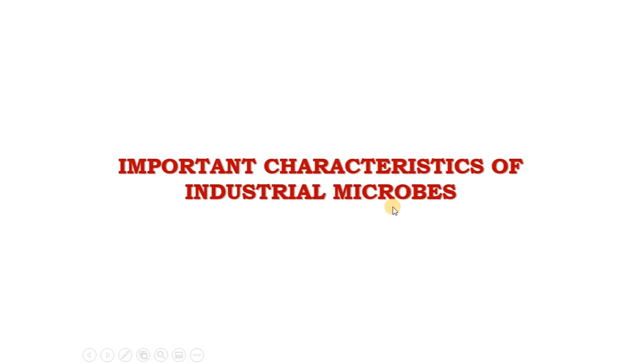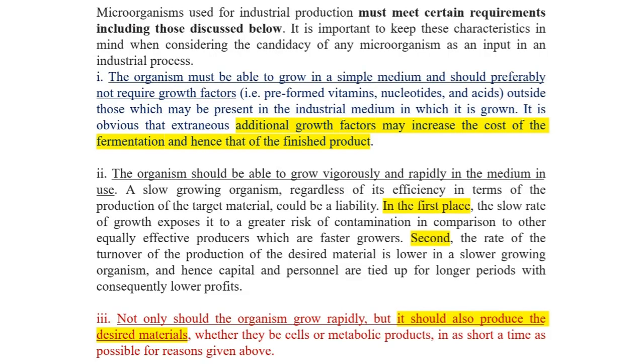Next, coming to the important characteristics of industrial microorganisms, the important characteristics of industrial microbes. So the microorganism we are going to use. So we had the overview of all the animal cell, plant cell, and everything. And now we are going to focus only on the microorganisms, because the microorganisms are commonly used in the fermentation process when compared to animal cells and plant cells.